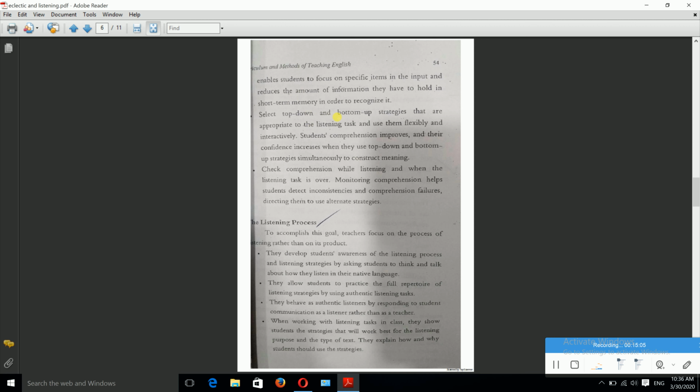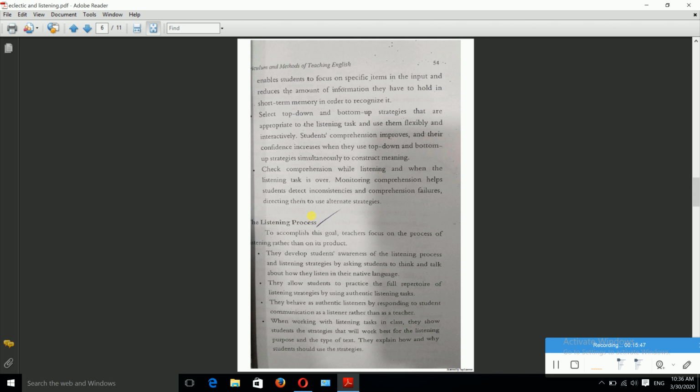Select top-down and bottom-up strategies that are appropriate to the listening task and use them flexibly and interactively. Top-down is listener-based, as we explained earlier, relying on the listener's background knowledge, and bottom-up relies on the text. They must be used flexibly and interactively. And check comprehension while listening and when the listening task is over. We must make sure of the level of understanding while listening.